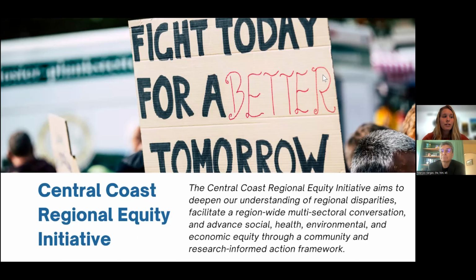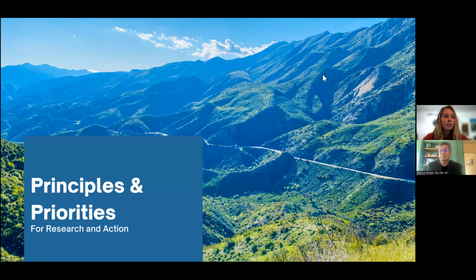The Central Coast Regional Equity Initiative aims to deepen our understanding of regional disparities, facilitate a region-wide, multi-sectoral conversation, and advance social, health, environmental, and economic equity through a community and research-informed action framework. This framework is guided by a collection of principles and priorities, which speak to the need, urgency, and ability to actionize. I'll now pass it over to Marcos to guide us through this framework.